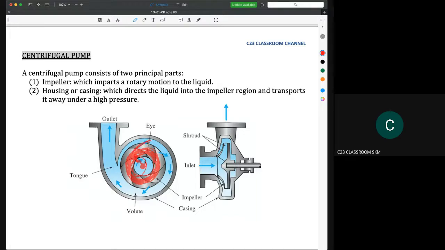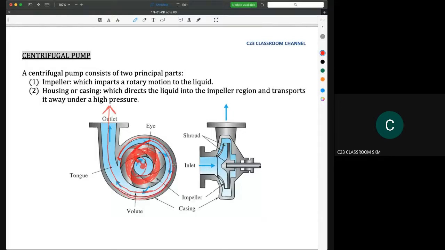Because it already has momentum, the water will flow into the volute here, and then it will go outside this one. I hope you could imagine the mechanism, how water is transferred, or what happens inside a pump. And then the structure of the volute here: the volute means the structure from this one to this one until this area.